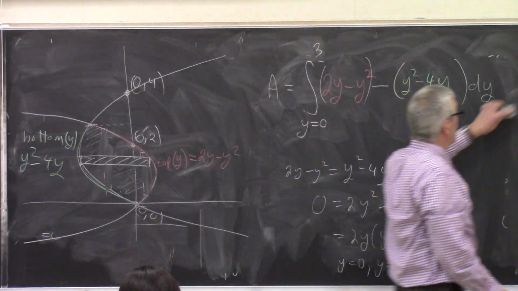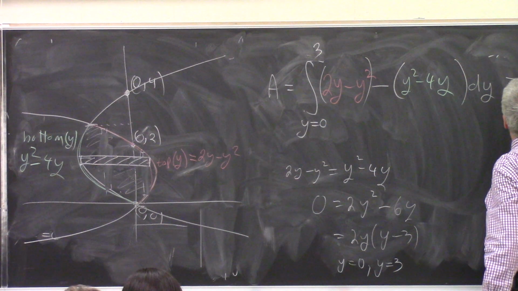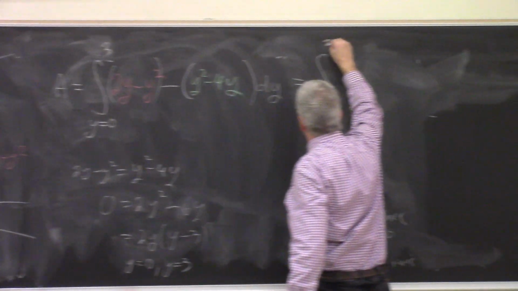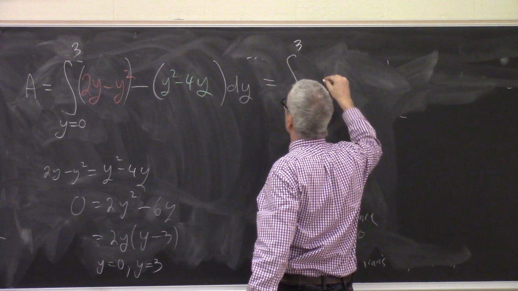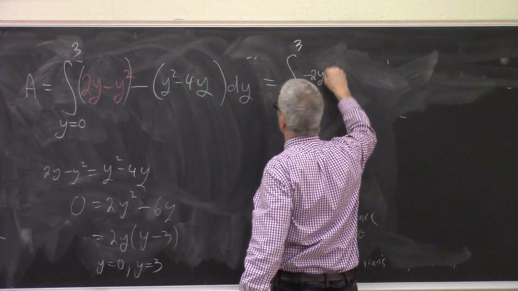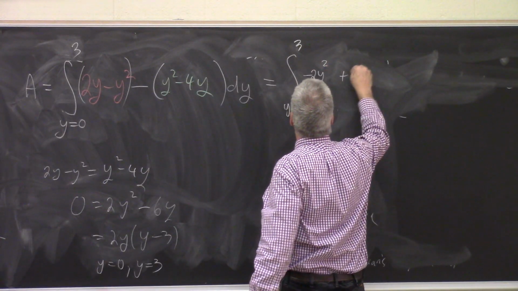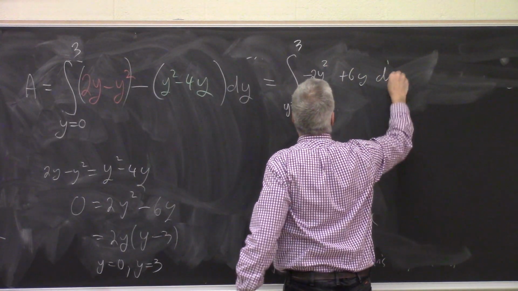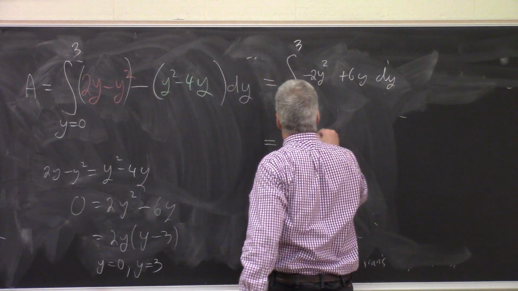Now let's clean this up a bit. So this is going to be the integral from 0 to 3, y equals 0 to 3. And I have minus 2y squared plus 6y. And then from here, I'm going to say this is straightforward.